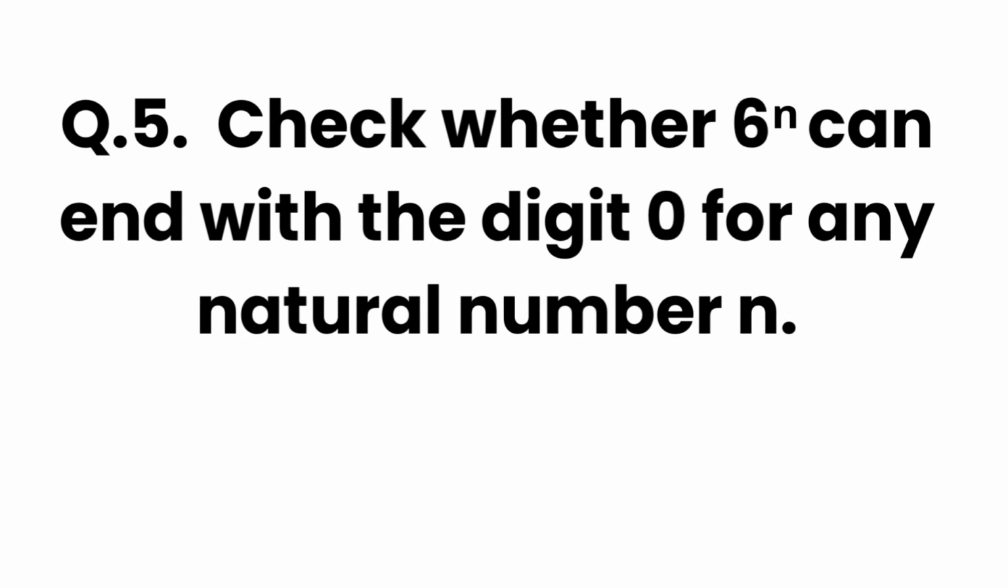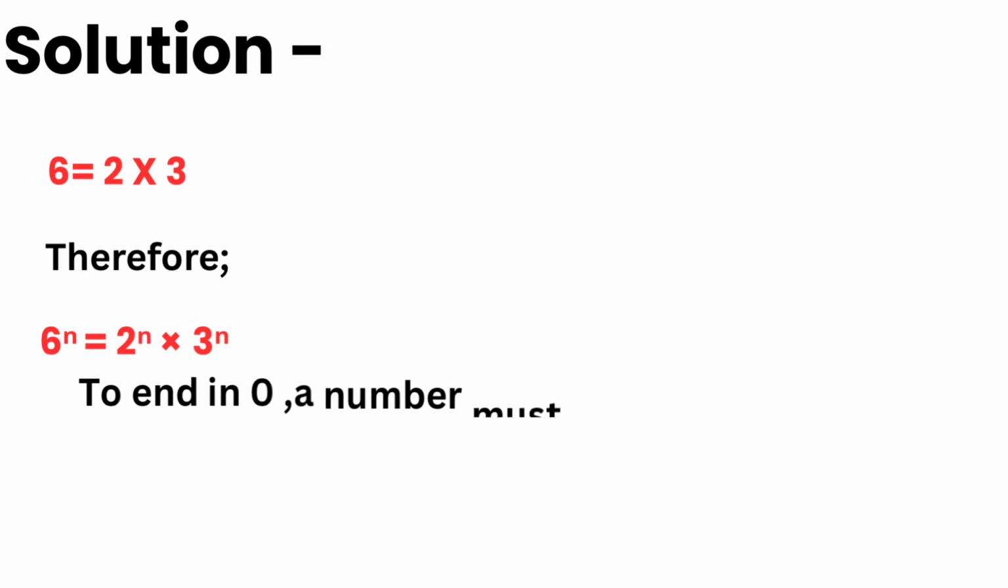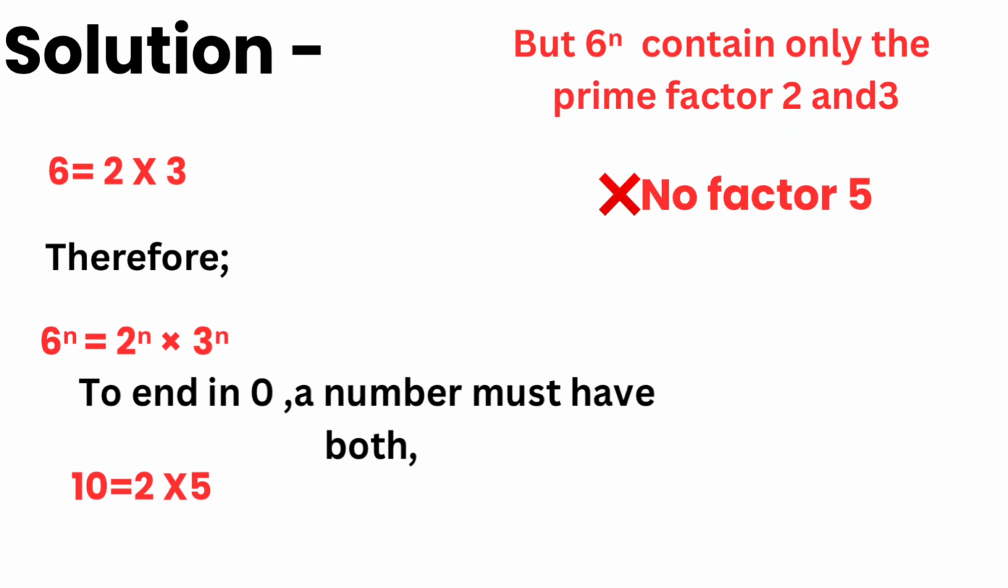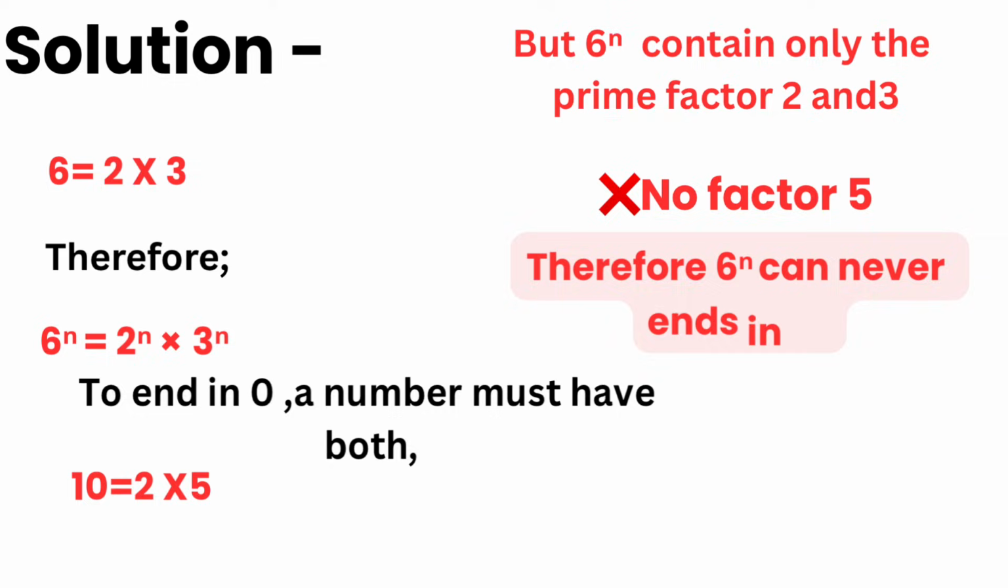Now let's look at a reasoning question. It says, can any natural number that ends with 0 be written as a power of 6? For a number to end in 0, it must contain a factor of 10, and 10 can be written as 2 into 5. But the prime factors of 6 are only 2 and 3. There is no factor of 5. Therefore, 6 to the power n can never end in 0.